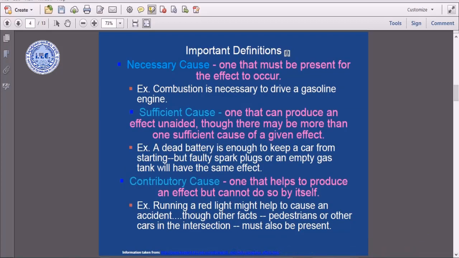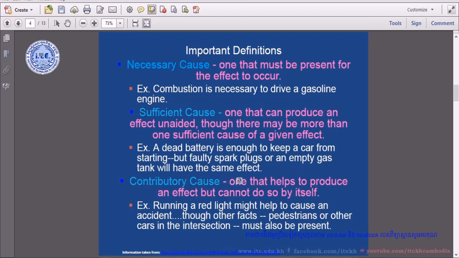So here are important definitions. I guess I told you to do this, and you did a good job with that. Necessary cause: one that must be present for the effect to occur. For example, combustion is necessary to drive a gasoline engine. Sufficient cause: one that can produce an effect unaided, though there may be more than one sufficient cause of a given effect. For example, a dead battery is enough to keep a car from starting. Faulty spark plugs or an empty gas tank will have the same effect, right? So sufficient means it can stand in for another one.